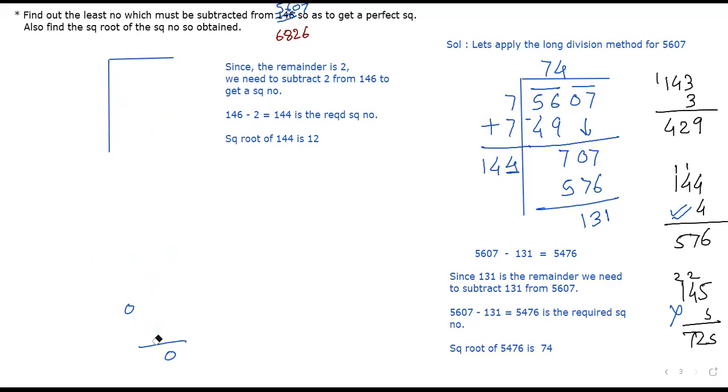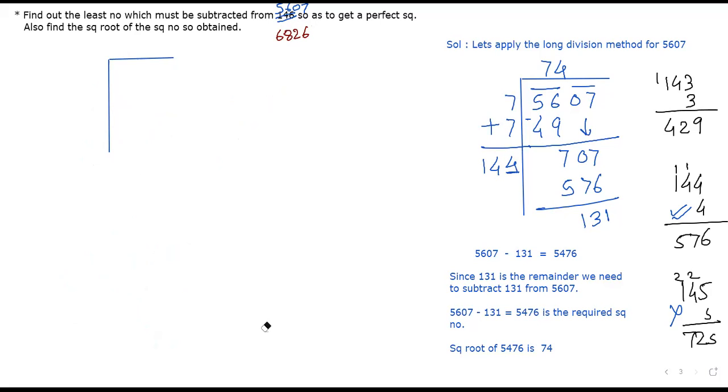Sir, 6826. What will be the first term? 8 8s is 64. Correct. Remainder is 4. Carry down 26. What should I do here? 8 plus 8, how many? 16 with a gap.